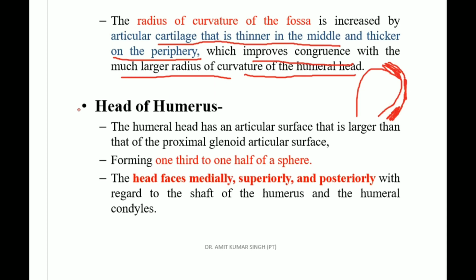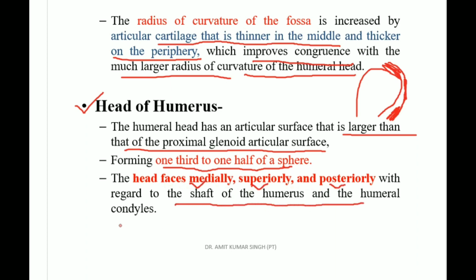Next, now coming to the orientation of the head of humerus. The humeral head has an articular surface that is larger than that of the proximal glenoid articular surface, which forms 1/3 to 1/2 of a sphere. Now orientation: the head of the humerus faces medially, superiorly and posteriorly with regard to the shaft of the humerus and humeral condyles to provide greater stability to the shoulder complex.